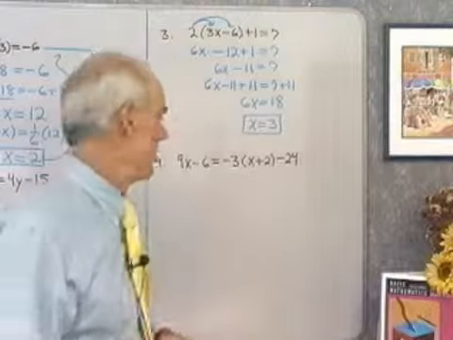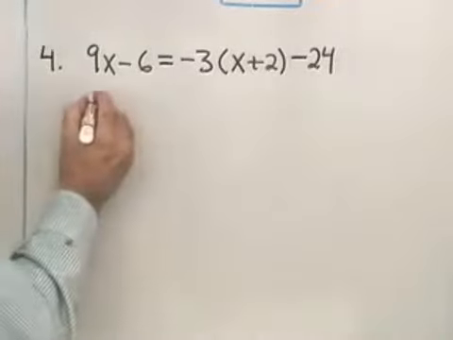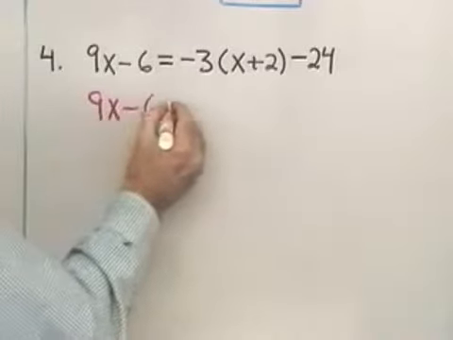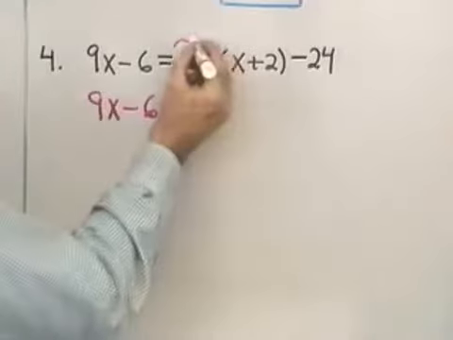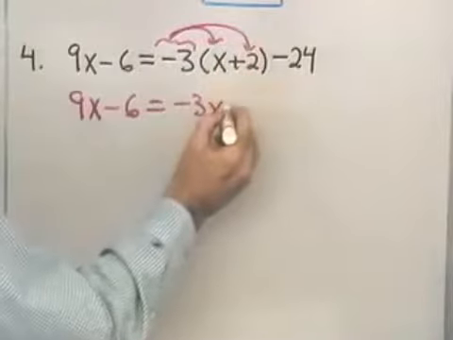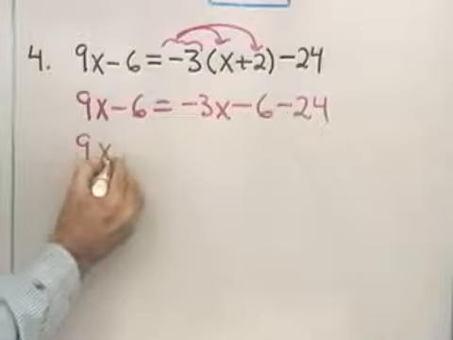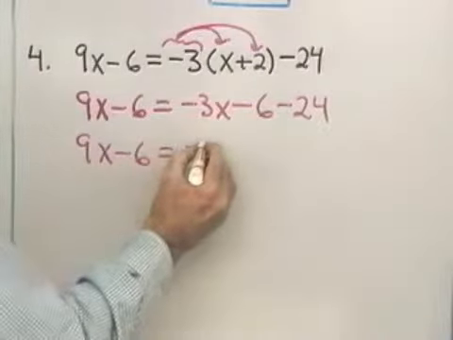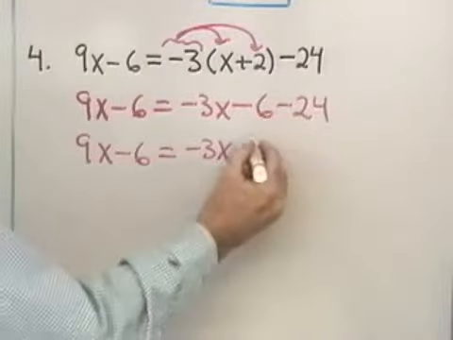Let's go on to our next problem. It's a little more complicated looking. I'm going to simplify each side as much as possible. So let's start with, let's see, there's not much to do on the left side, so I'll just rewrite it. 9x minus 6. Here I'm going to use the distributive property, and remember I want to take the negative sign with the 3 when I multiply. So negative 3x, and then negative 3 times positive 2 is negative 6 minus 24. 9x minus 6 is equal to negative 3x minus, that's a negative 6 plus a negative 24, which is negative 30.